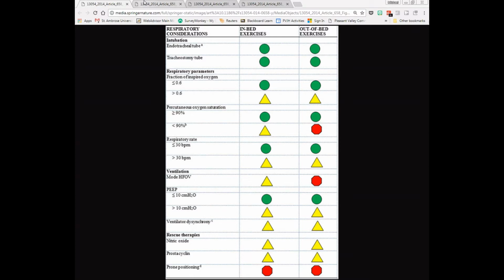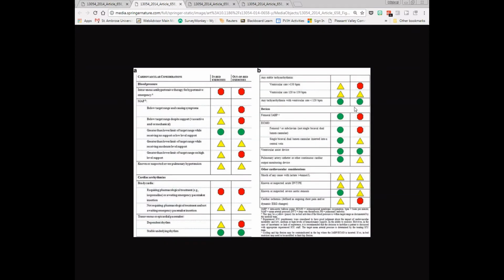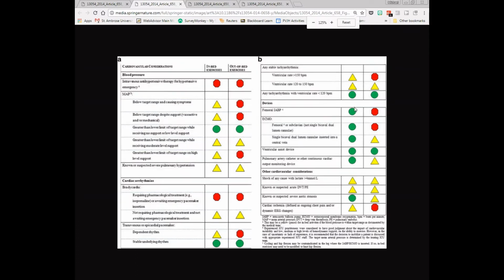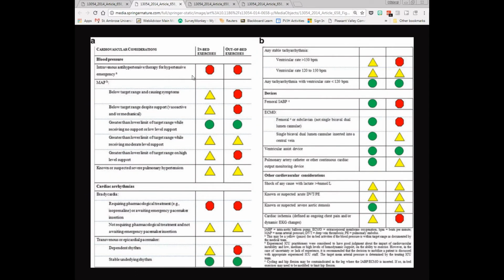about mobilizing. If we look at the issues of cardiac issues, we see no medications to keep his blood pressure up.